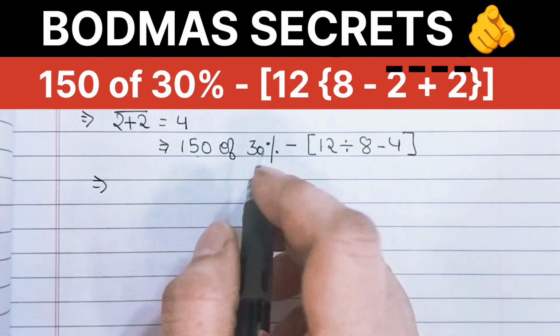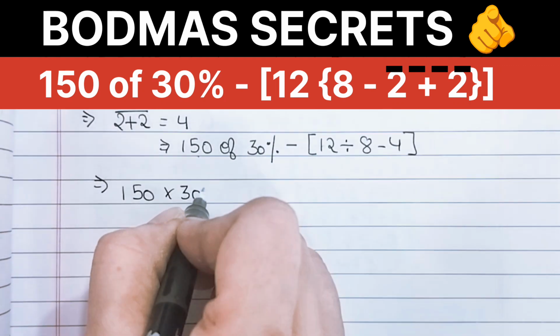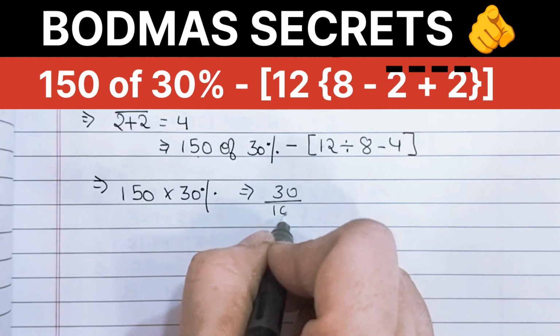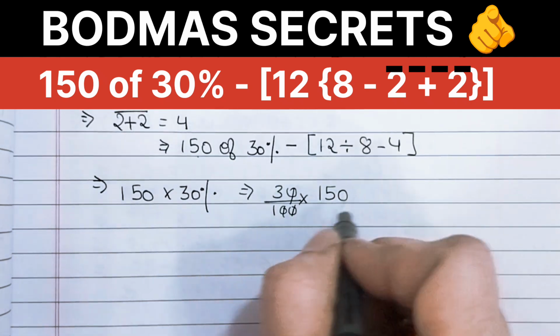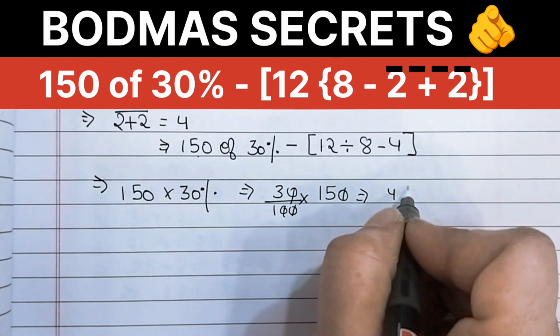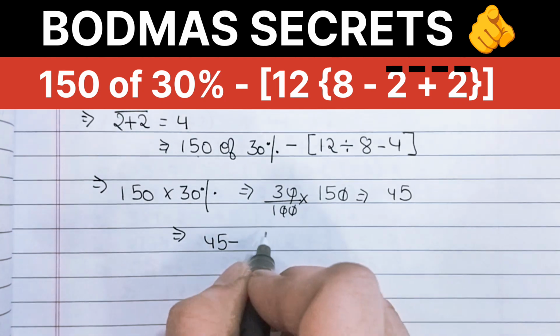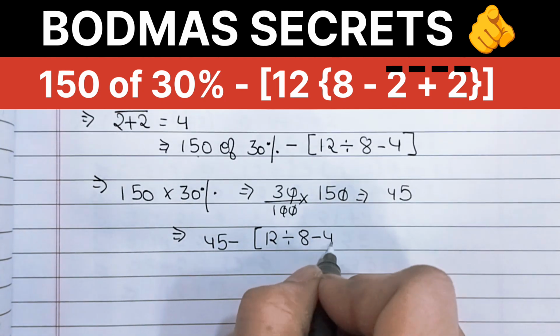Calculate the percentage of the number. There is 150 multiplied by 30%. Now we'll calculate 30 upon 100 multiplied by 150. Now equals, cut down the zeros, and after multiplying we'll get 45. The expression becomes 45 minus 12 divided by 8 minus 4.